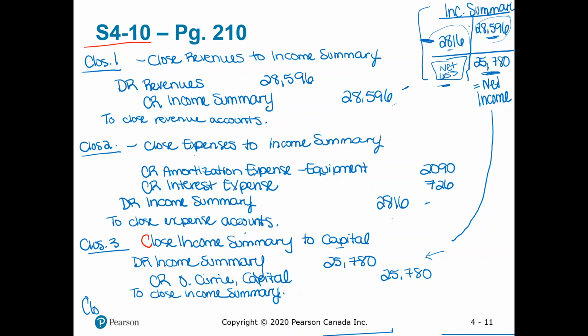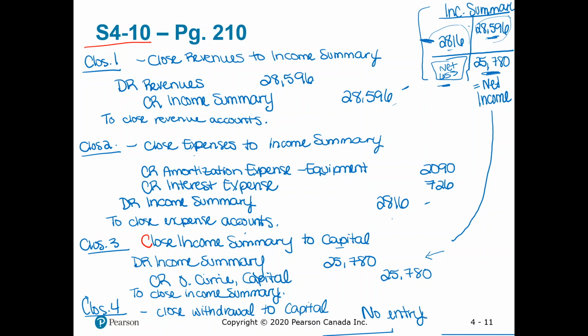And closing entry number 4 is always to close withdrawals to the capital account. So if we look at the textbook, there is no withdrawals account. So O Curry didn't take any money out of the company, and therefore there's no entry needed. So if there's no withdrawals balance, you don't have that entry. So closing entry number 4, we just don't have one this time.